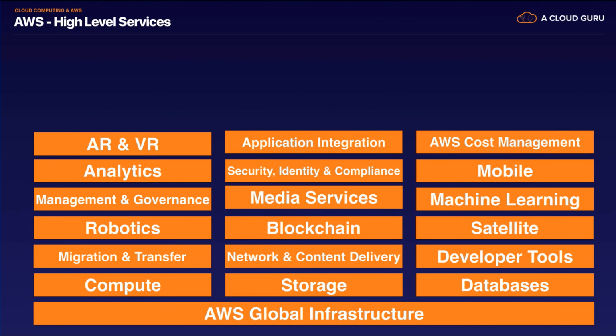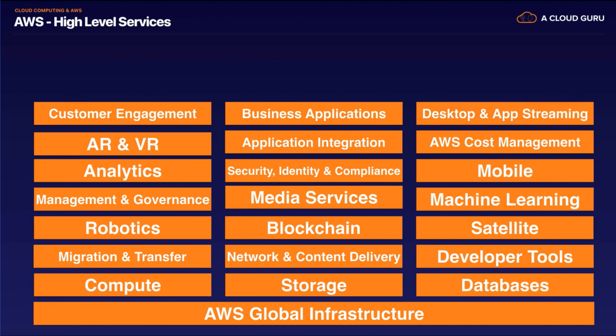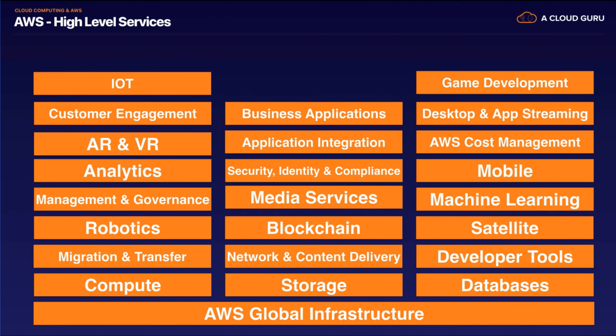We then have AWS cost management, customer engagement, business applications, and then we have desktop and app streaming. We then have IoT, and we then have game development. And these are all the high-level services. Under these individual sections, there's a whole bunch of different services. So compute might have 5 different services available to it. Robotics currently just has 1. Application integration might have 10. So there's an awful lot of services.